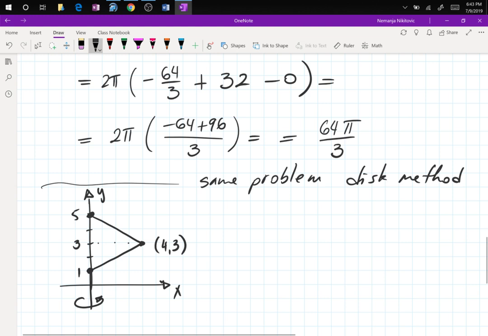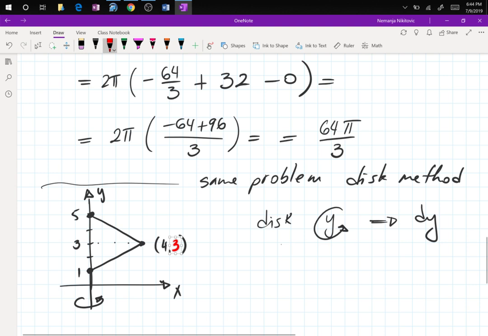We are forcing disk on this. Again, there will be problems where you flat out can't use a method at all. That's the next problem. This problem is both methods work. One is terrible, the other one is straightforward. So now I want the disk method. If I want the disk and I have rotation on Y, that means I must use dy.